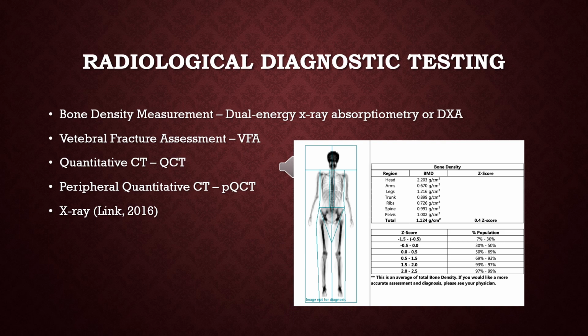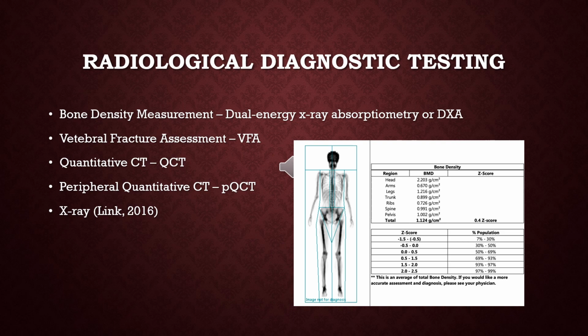Several radiological diagnostic tests may be used to monitor osteoporosis or diagnose it. This includes bone mineral density testing. This is an X-ray absorptiometry test, also known as a DXA or DEXA scan. These scans measure bone density at specific sites, specifically the hip, spine, or forearm.